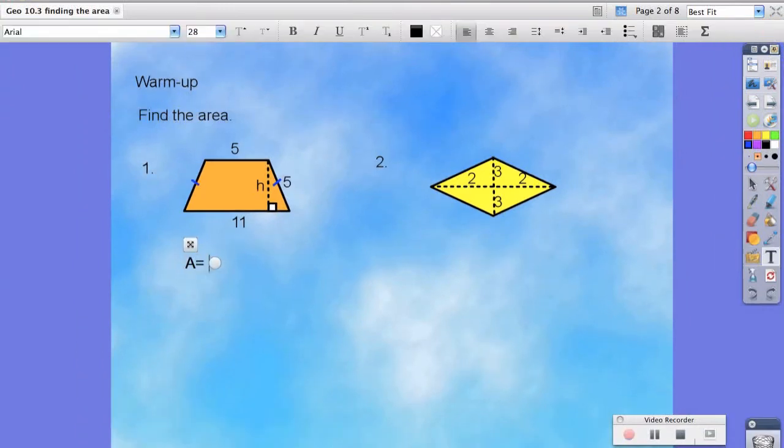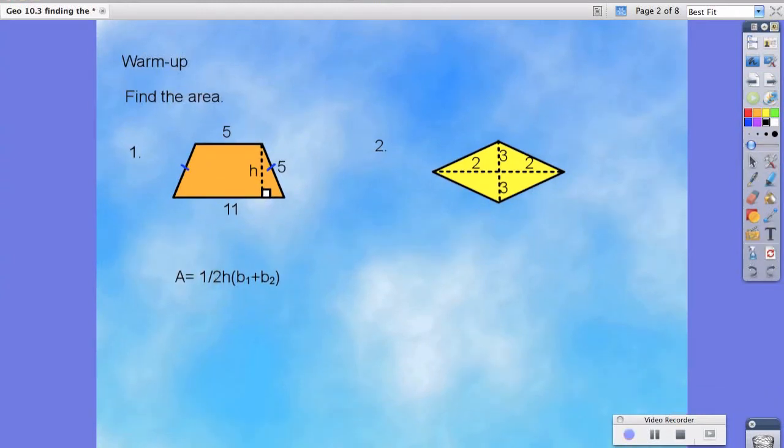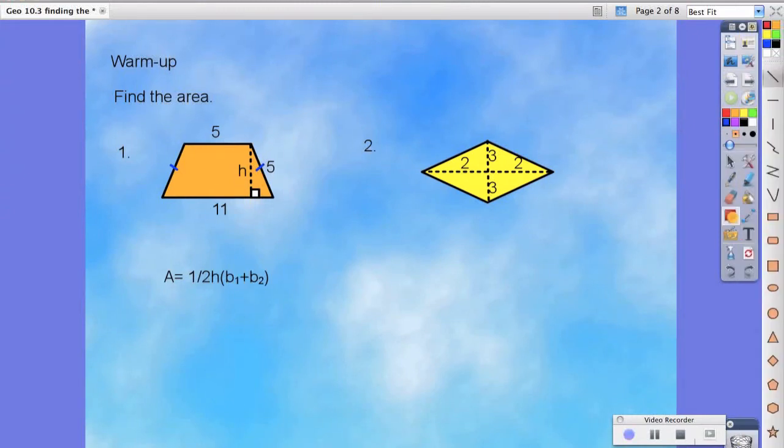For number one, because it's a trapezoid, we use the formula for finding the area, which is 1/2 the height times the quantity base 1 plus base 2. Now, you'll notice that this is an isosceles trapezoid. Because this is an isosceles trapezoid, that means these lengths right here must be equivalent because it's isosceles.